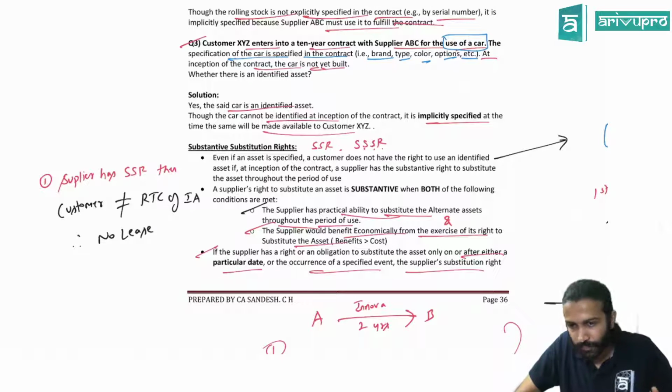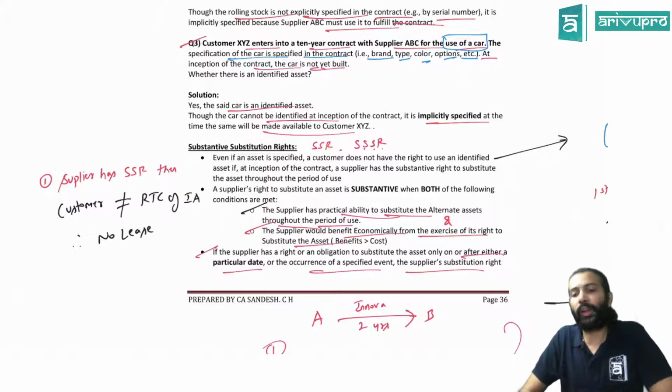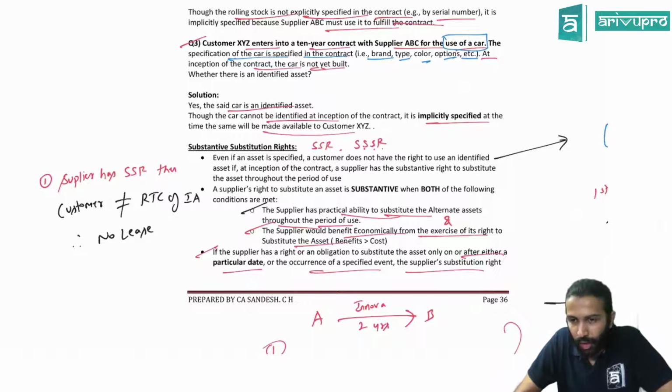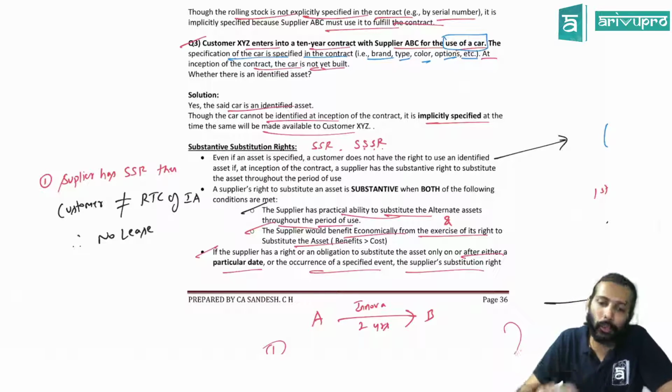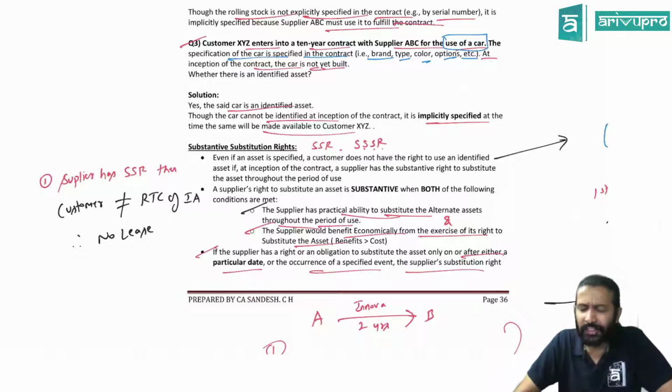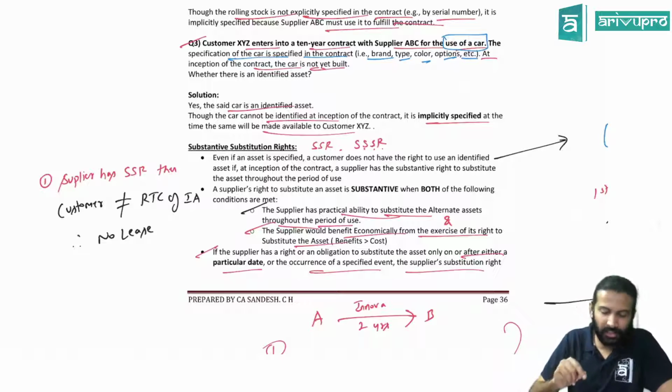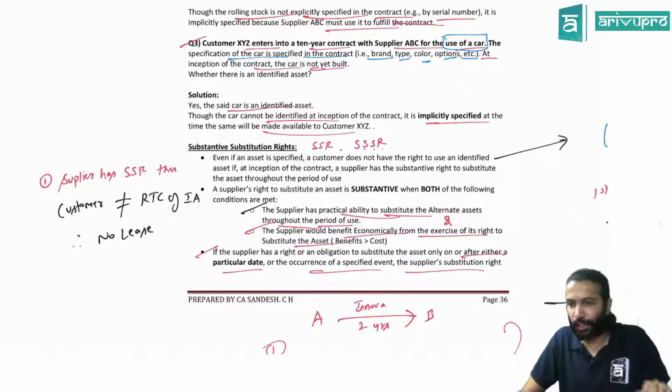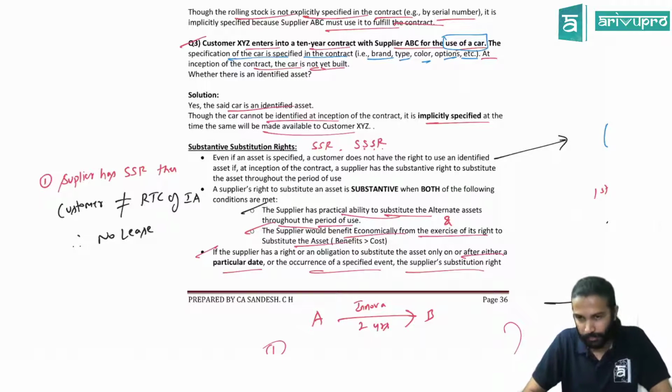Okay. Substituting after a certain period of time, or substituting after the occurrence of a particular event, will that be treated as substantive substitution rights? If the vehicle breaks down, I will substitute. Or after 1 year, I will substitute. Will that be considered a substitution right? No. Substantive SSR means it should be there throughout the period of the lease, not at a particular point of time.